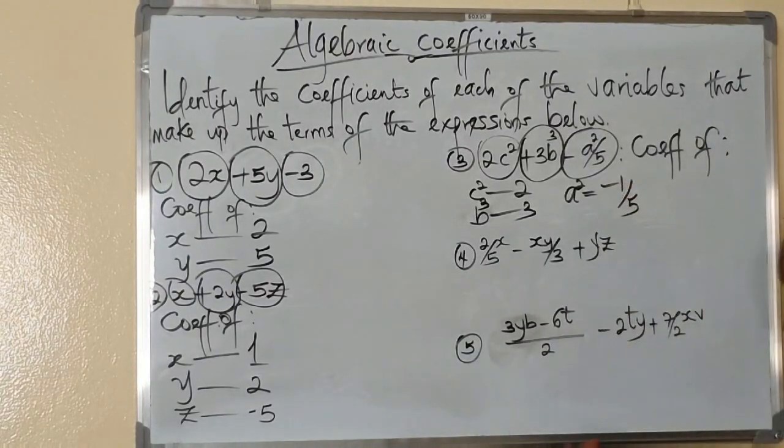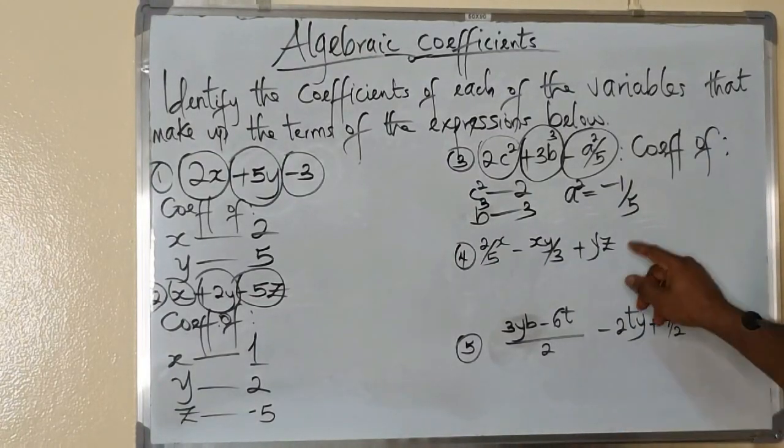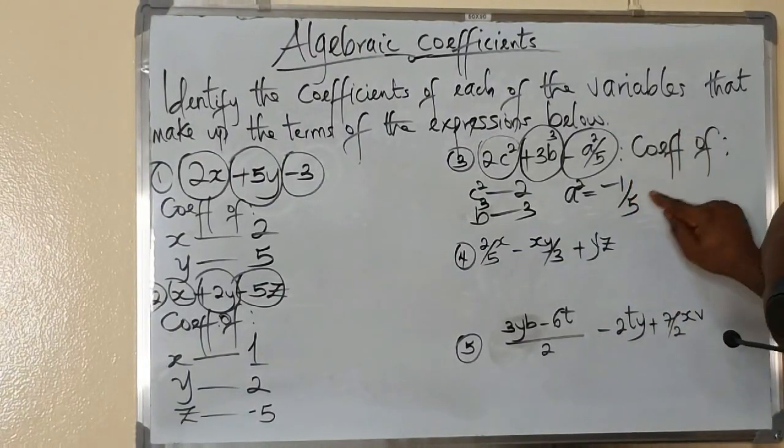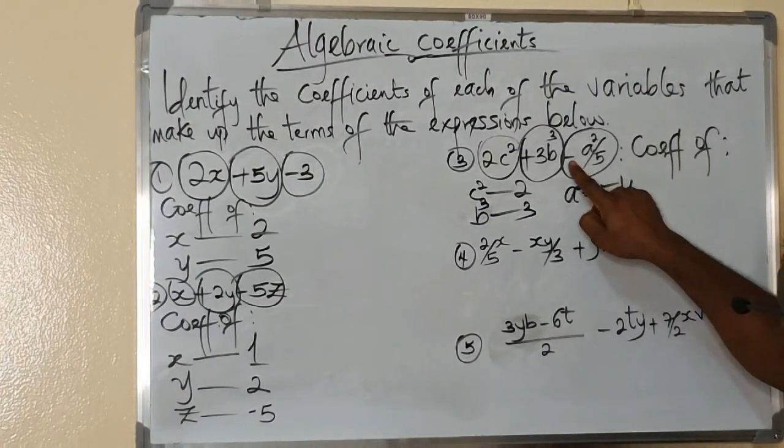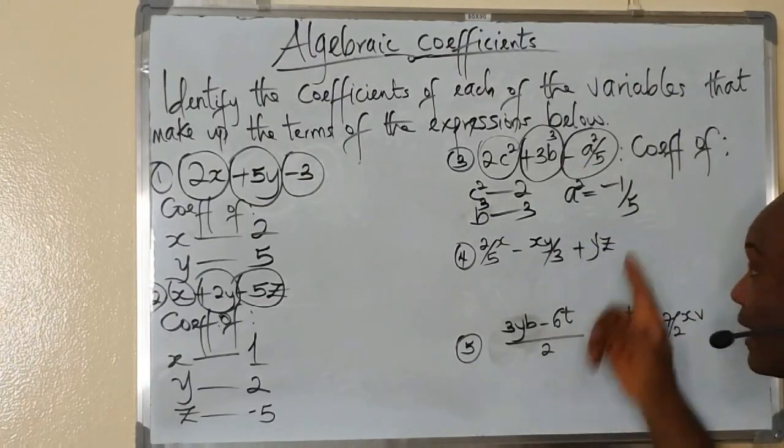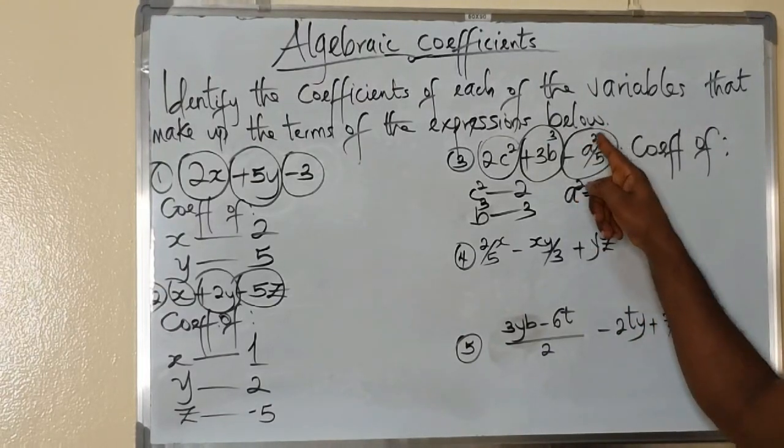How did we know that negative 1 upon 5 is the correct coefficient? We know so because negative 1 upon 5 multiplied by a squared will leave us with negative a squared upon 5. That's how we know. This is 1a squared.